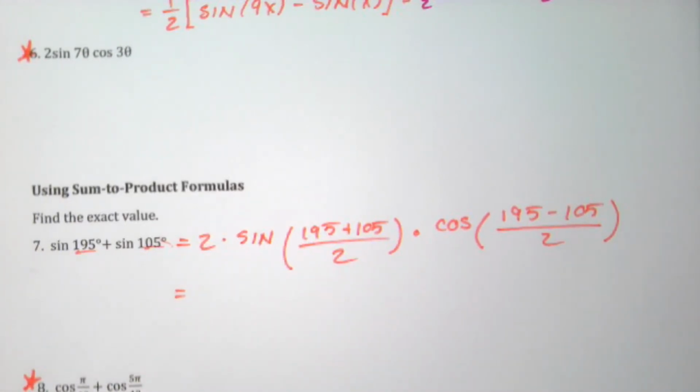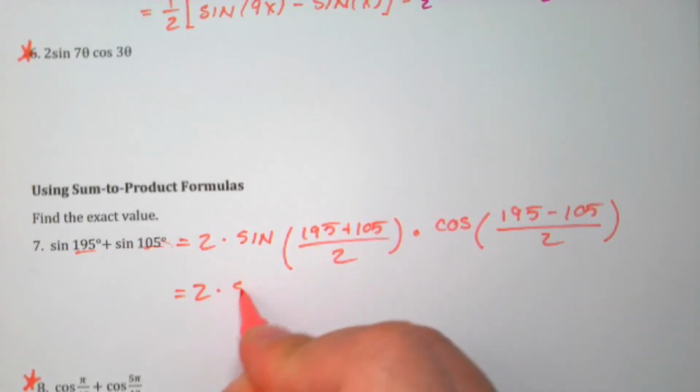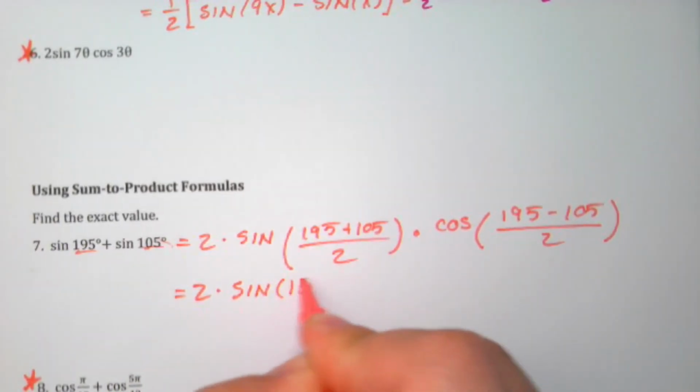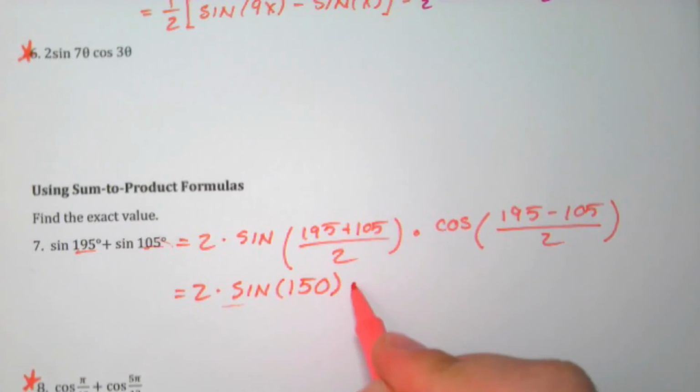Now, right off the bat, that's not too pretty, right? But let's do some simplification. We may see some things start to pop out that we're used to. So we have this 2. 195 plus 105 is 300. We divide that by 2, and we get sine of 150. Well, 150 degrees, we know that on the unit circle, so that one's nice to work with.